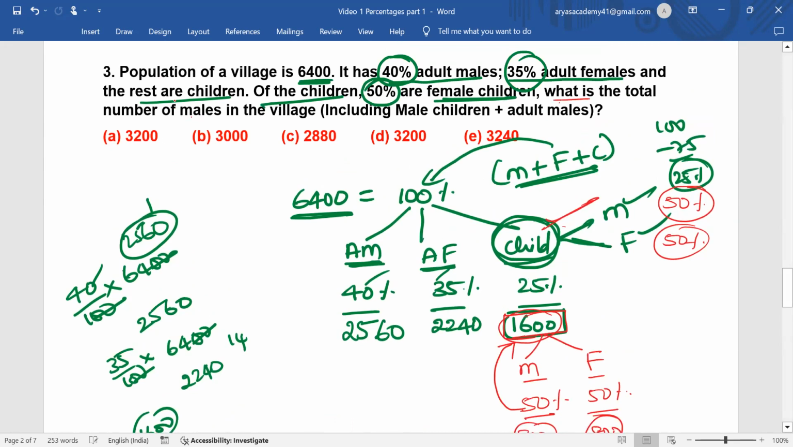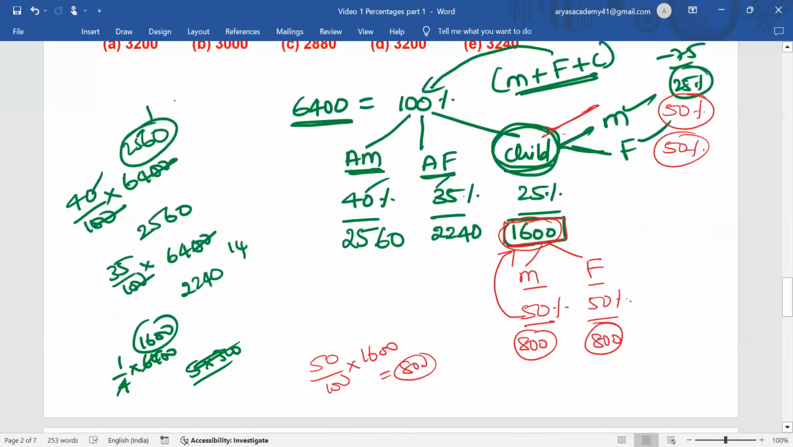Finally, what they're asking is, what is the total number of males in the village? To make you clear, we have mentioned in the brackets, including male children and adult males. We have to add male children plus adult males. We came to know that the number of male children is 800, and we already know that the number of adult males is 2560. So you have to add 800 to this 2560: 0, 6, 8 plus 5, 13.